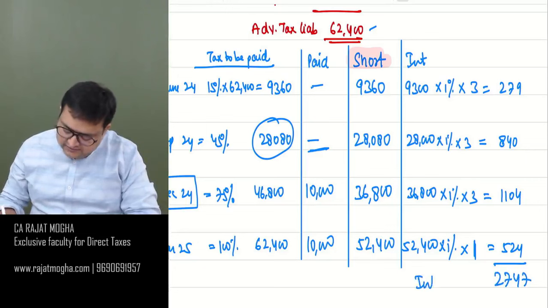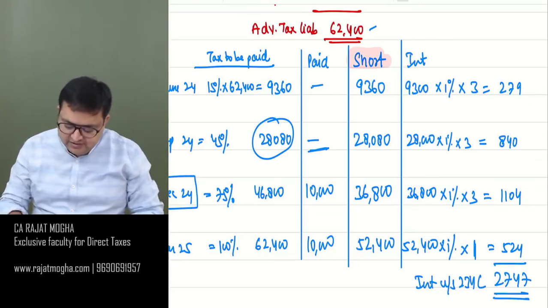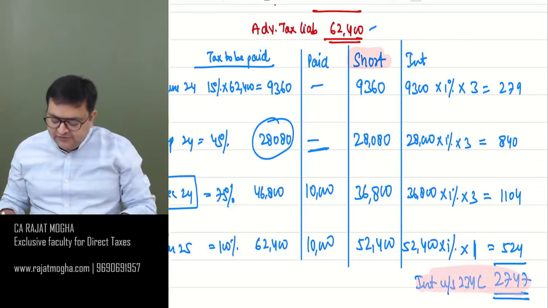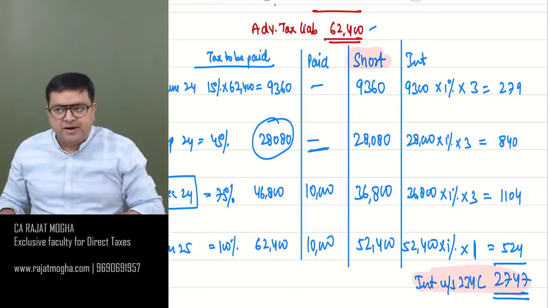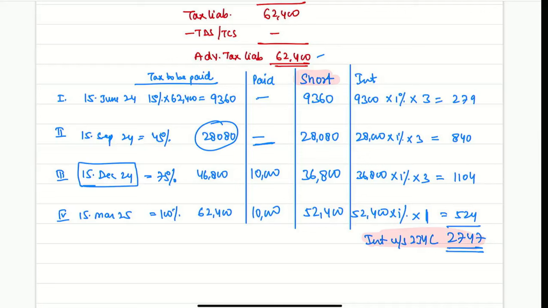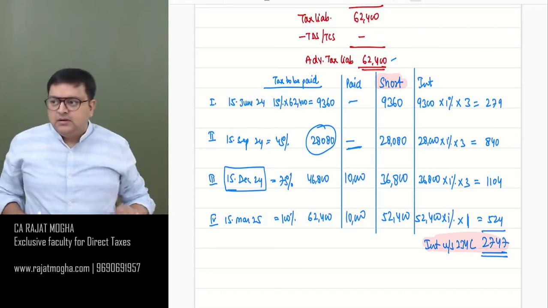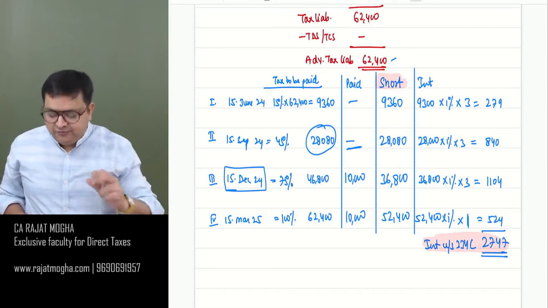This is the interest under section 234C. 2747 is the interest under section 234C from the department point of view. Everybody understood this 234C? One more thing regarding 234C.